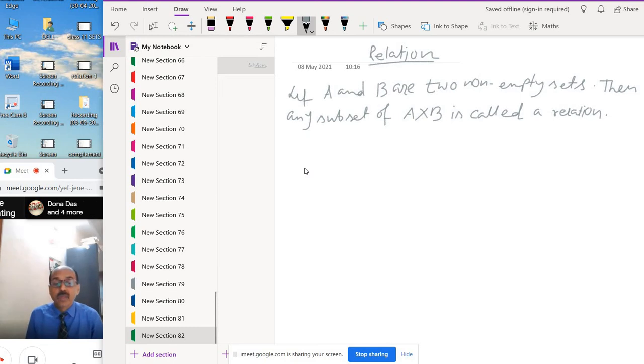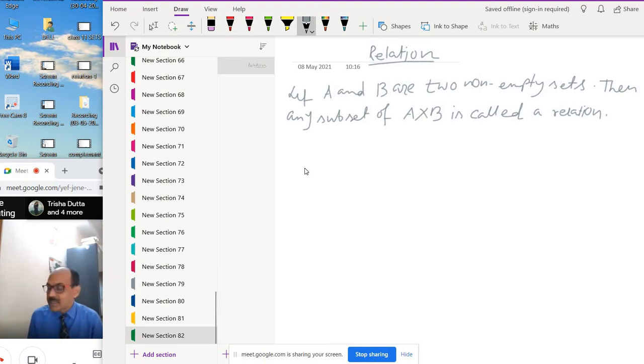So we'll start now exercise 2.2. See exercise 2.2, first question number 1. And one more thing, a relation may be represented by roster form, set builder form, and with an arrow diagram also. We can represent it with a diagram also, and roster form, set builder form. So first question is question number 1.